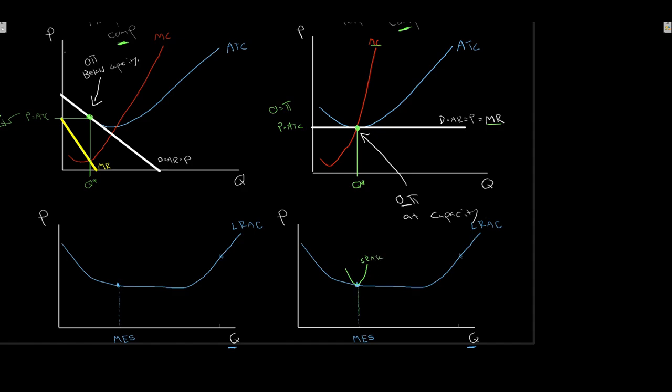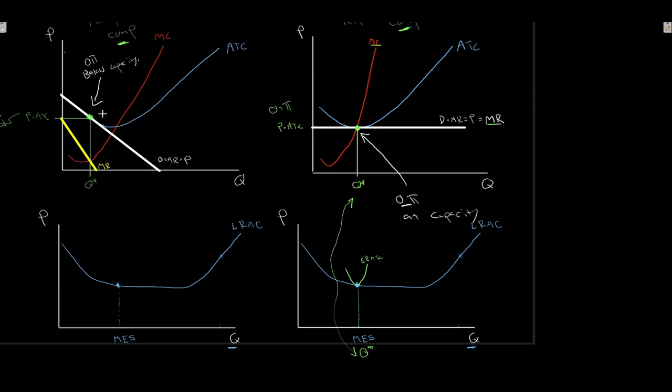And right at this minimum efficient scale, that would be my Q star, such that this guy and that guy are one and the same, this representing it in the short run, this representing it in the bigger picture in the long run. Both cases, though, zero economic profit. That is, if I'm earning zero economic profit in the short run because of where I've been driven to, this is where I'll find myself at the minimum efficient scale.